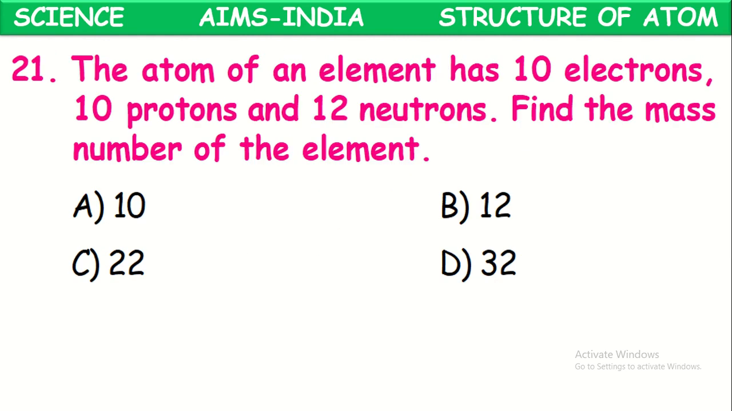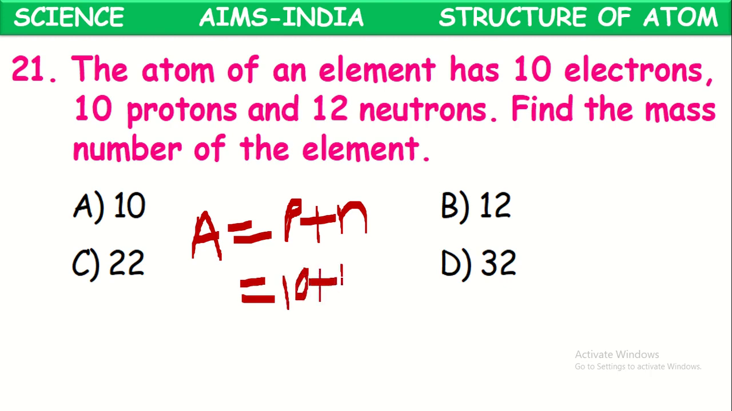Next, the atom of an element has 10 electrons, 10 protons and 12 neutrons. Find the mass number of the element. So how to calculate the mass number of an element? We have the formula: mass number A is equal to number of protons plus number of neutrons. Here the proton number is 10, number of neutrons is 12. So what will be the nucleon number or mass number? It is 22.